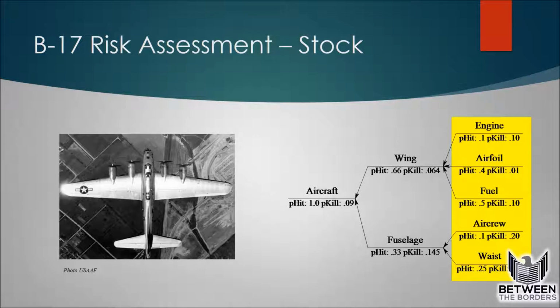Now, the wing is made up of the engine, airfoil surfaces, and fuel surfaces, which are underneath airfoil surfaces, I understand. But basically, if something hits the wing, it's going to hit the fuel, it's going to hit the engine, or it's going to hit a purely airfoil surface. Now, the airfoil surface on a wing is very important. That's why it's its own particular section.